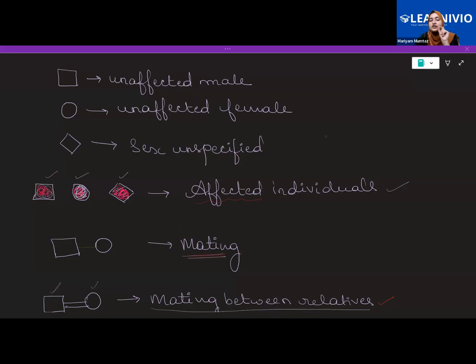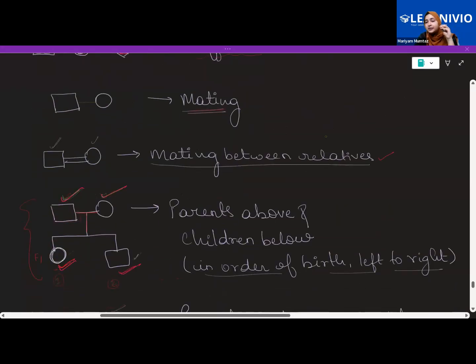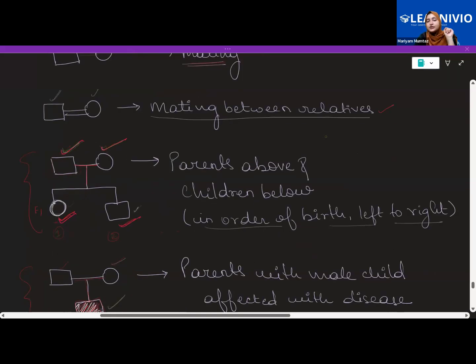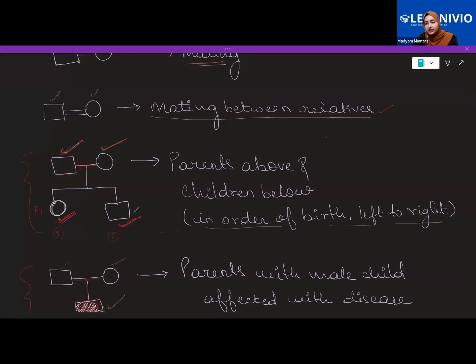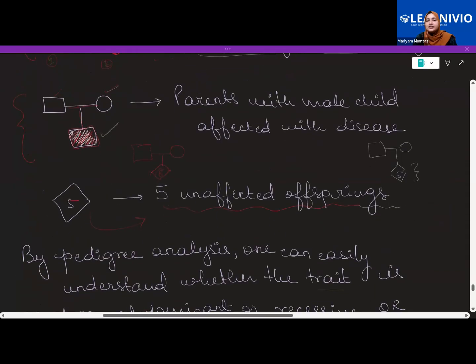When a single line is shown between a male and a female, that shows mating. When two lines are shown, that shows mating between relatives. Apart from that, first generation gives rise to the next generation, and the order of birth will be from left to right. Whichever organism is on the left will be considered the firstborn. And this one tells us the parents have a male child that is affected.